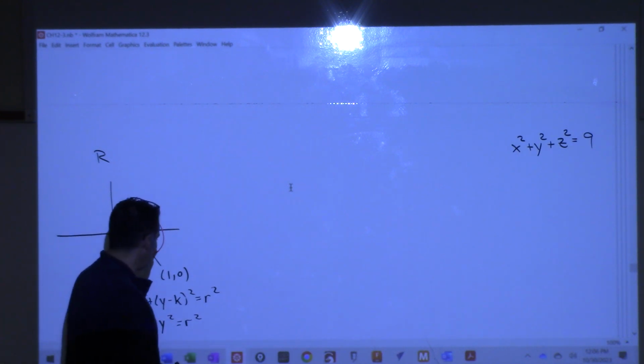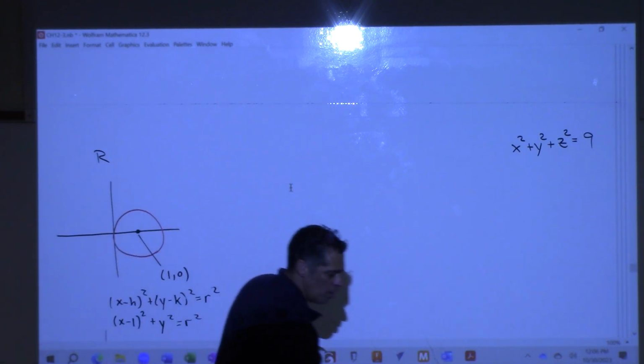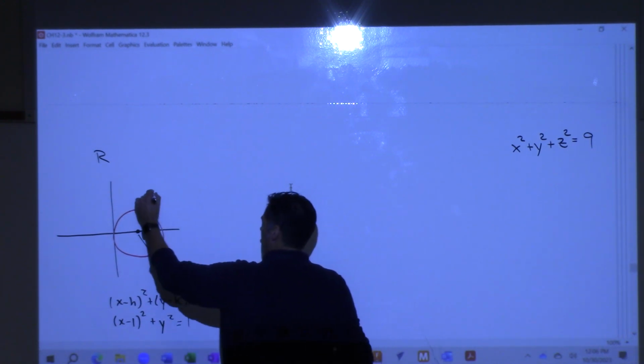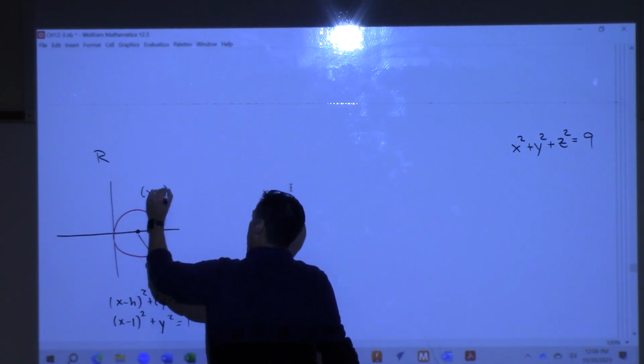For us, the radius was 1, wasn't it? Okay, so the radius is 1. So I'm going to write that up here. I know that the equation of this circle is this.